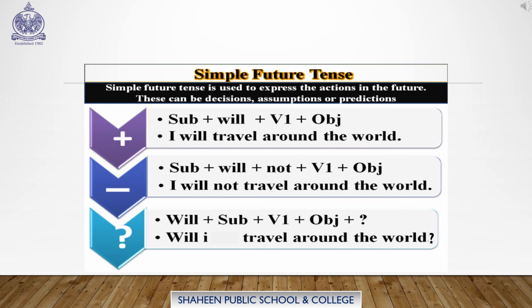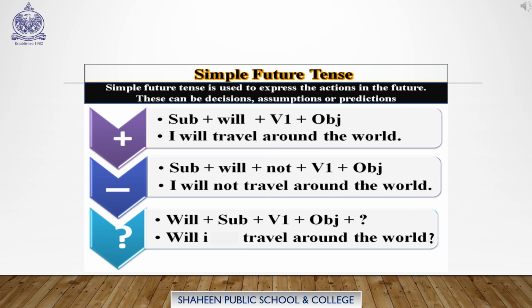Moving towards simple future tense. How can we make simple future tense sentences? So, when we make positive sentences of future tense, we have to use subject plus will plus first form of verb plus object. For example, I will travel around the world. When we convert this positive sentence into negative, we have to use will not, subject plus will not plus first form of verb plus object.